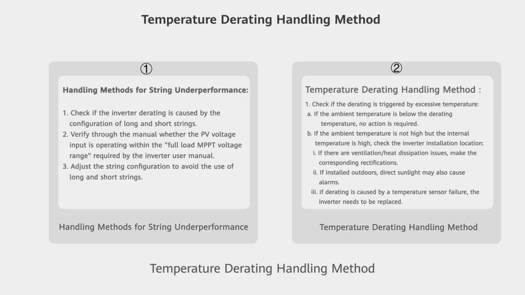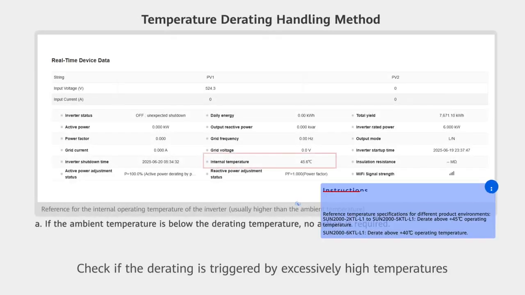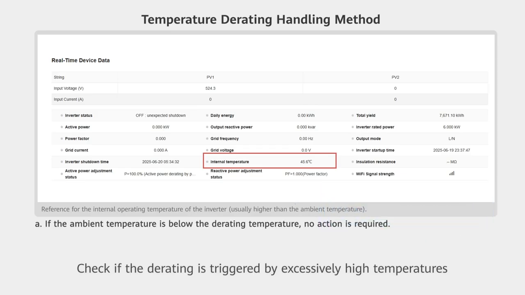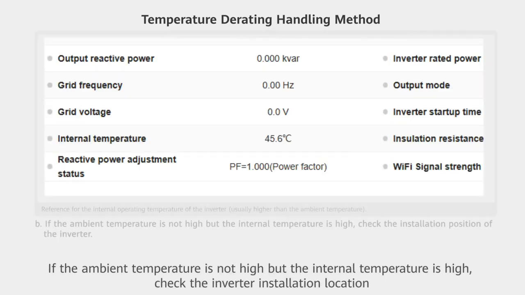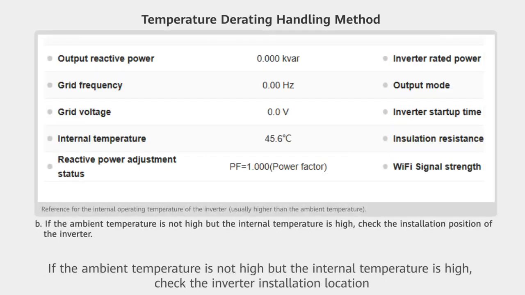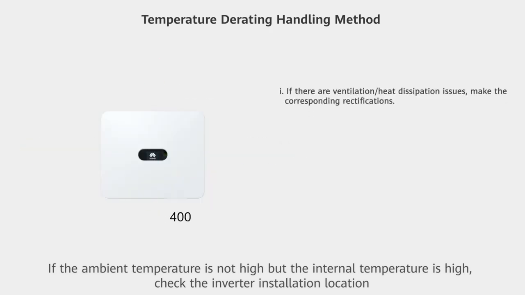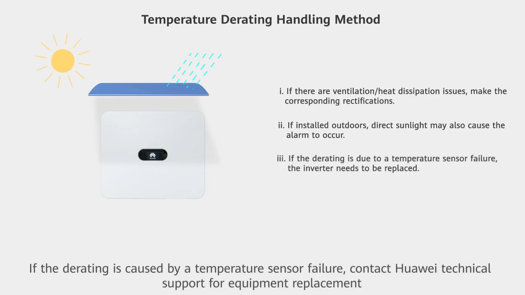Temperature derating handling method. Check if the derating is triggered by excessively high temperatures. If the ambient temperature is below the derating temperature, no action is needed. If the ambient temperature is not high but the internal temperature is high, check the inverter installation location. If the derating is caused by a temperature sensor failure, contact Huawei technical support for equipment replacement.